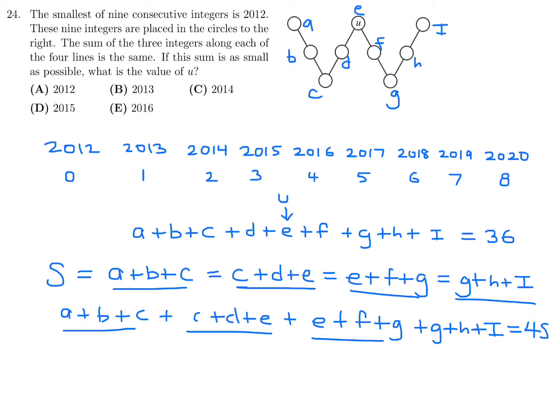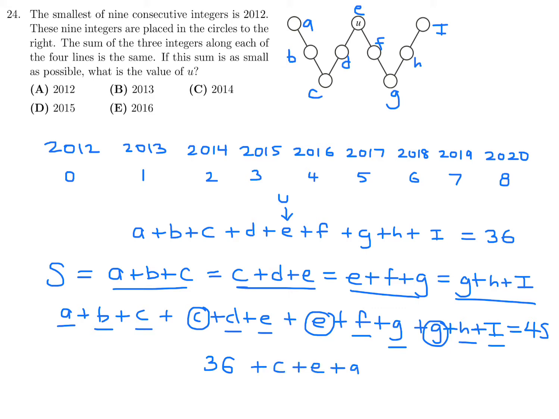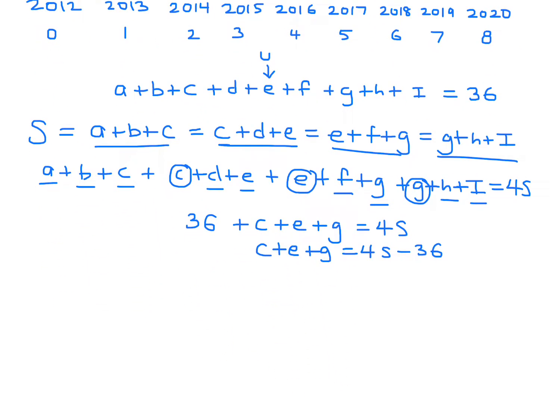So far it's 4S. Now the good news is that when you add A plus B plus C plus D plus E plus F plus G plus H plus I, that is 36. So I can put 36 here. Now the only ones I didn't add was this guy, this E, and this G. So I've got to put that there. C plus E plus G. And this is 4S. And then isolating for C plus E plus G, I get 4S minus 36. Okay? 4S minus 36. Now C plus E plus G, I can factor out a 4 and get S minus 9.